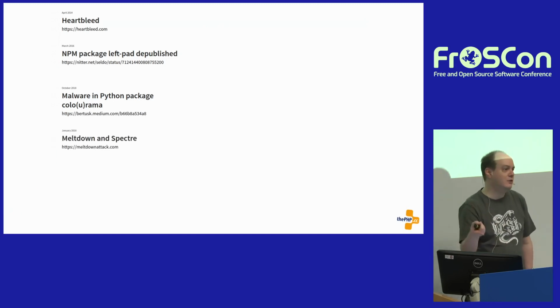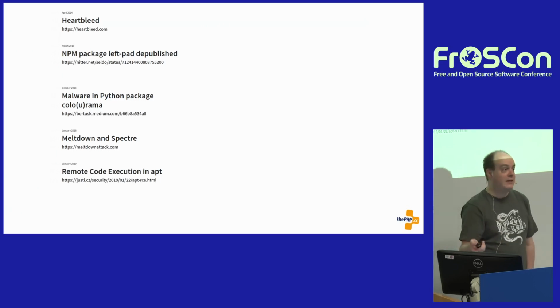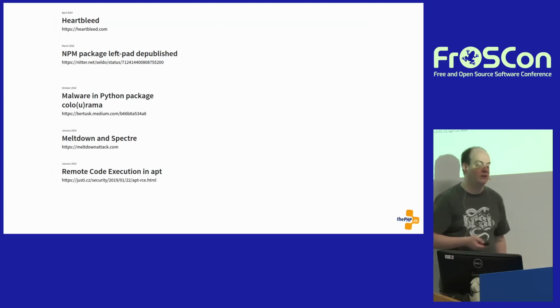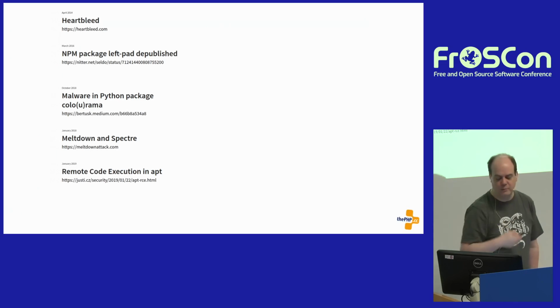Security issues in CPUs, Meltdown and Spectre. Package managers can have issues. A couple of years ago, 2019, there was a remote code execution in APT, the package manager for Debian and Ubuntu-based distributions.